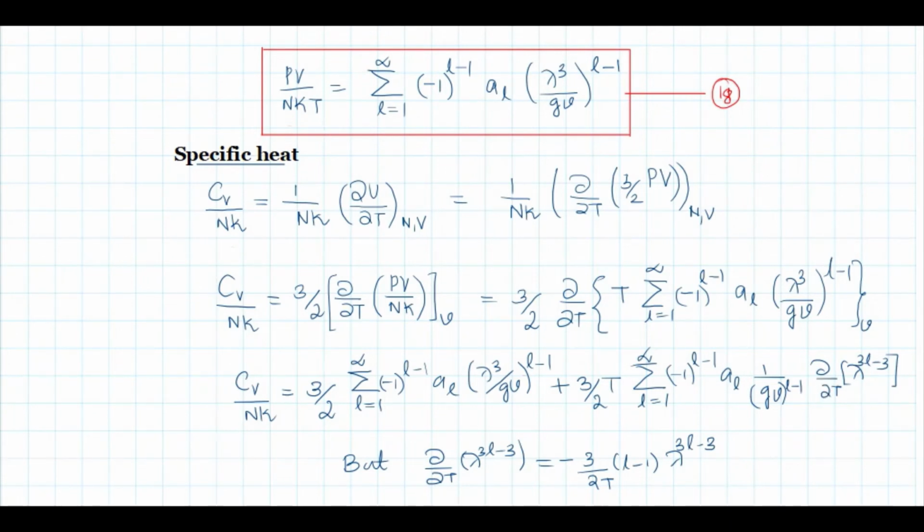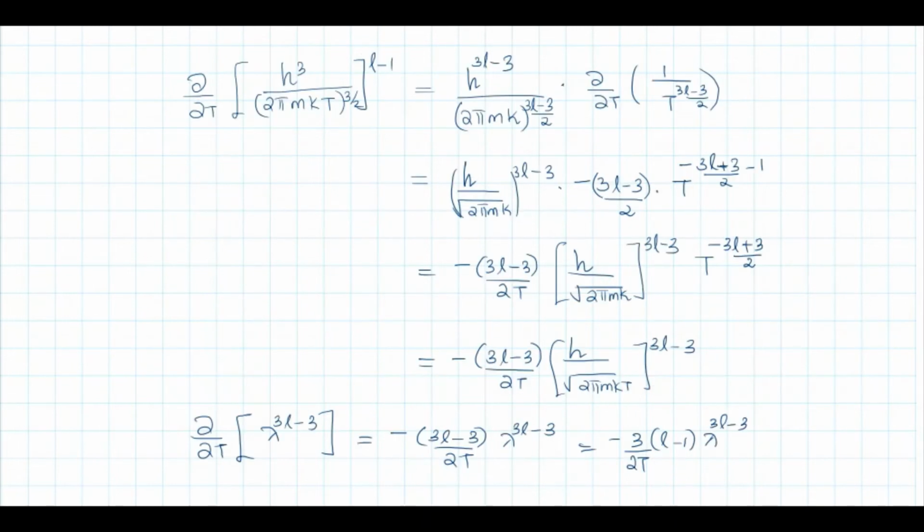And in this quantity, the only temperature dependent term is λ³. So you take the derivative of λ³ raised to L minus 1. That is ∂/∂T of λ raised to 3L minus 3. ∂/∂T of λ raised to 3L minus 3 is nothing but minus 3/(2T) into (L minus 1) λ raised to 3L minus 3.